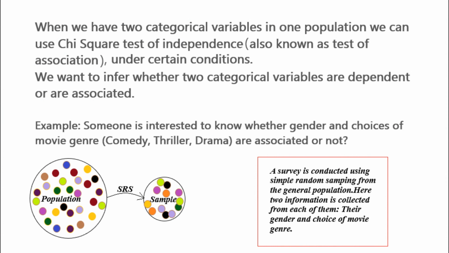Example: someone is interested to know whether gender and choices of movie genre are associated or not. A survey is conducted using simple random sampling from the general population, and information is collected from each of them: gender and choice of movie genre.